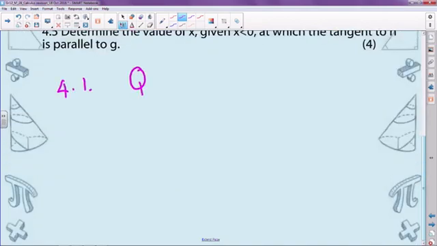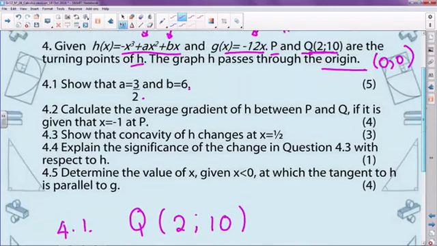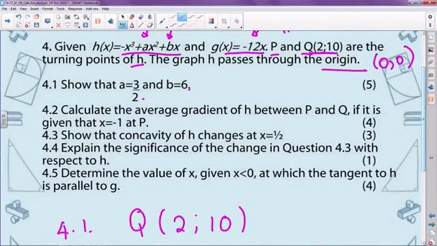Let's just remind ourselves that Q is the main coordinate we're going to be focusing on. So I'm going to write that down. We know that that's a turning point. If you want to, you can make a rough sketch for yourselves. It's not necessary, but you can make a rough sketch so you have an idea of what's going on with the graph, all right?